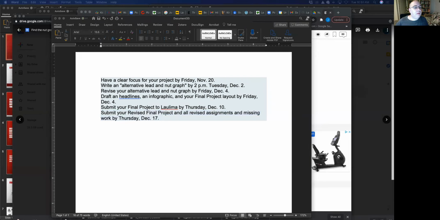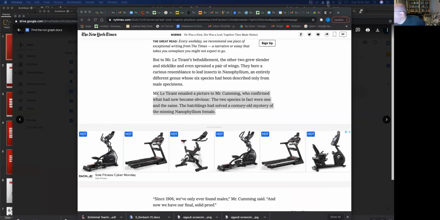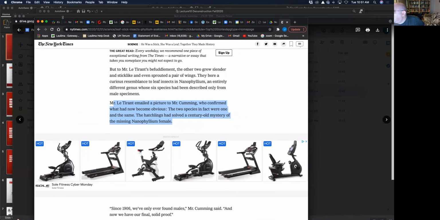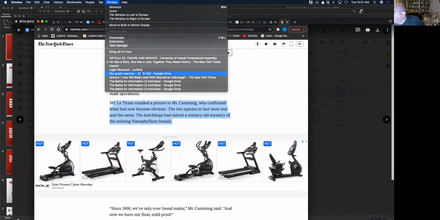All right, well, let me go over with you guys the four jobs of the nut graph, and then we'll try and practice it with the actual exercise. I wish I had a couple more examples, which I had brought up last class, because I feel like you guys might need some more practice.